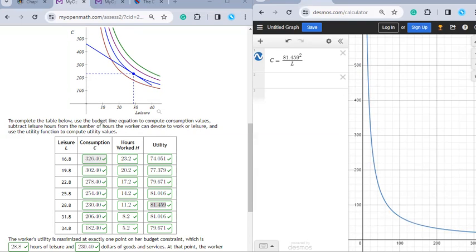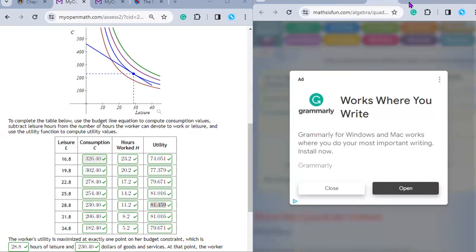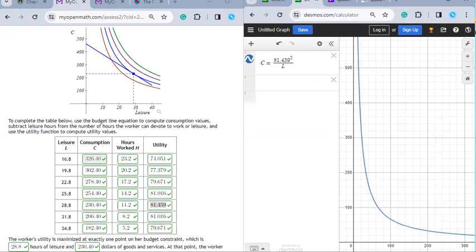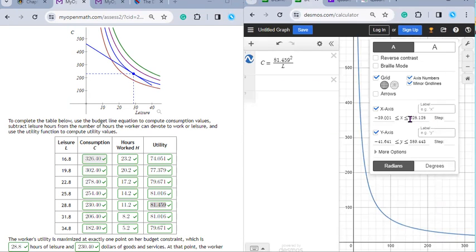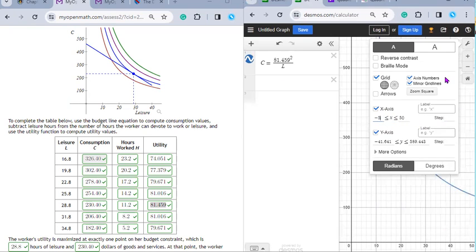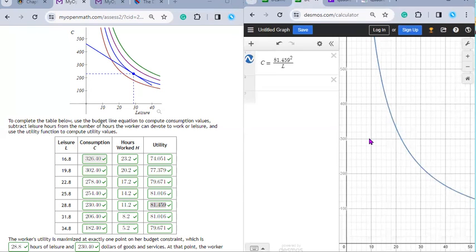Down here, the maximum amount of hours available for work or leisure is 80. So I've got to change the x-axis scale. I'm going to click on the gear or the tool. I'm going to set the maximum of x to like, I don't know, 50, and I'll change the minimum of x to like -5. Okay. So this blue curve here is that blue curve there.